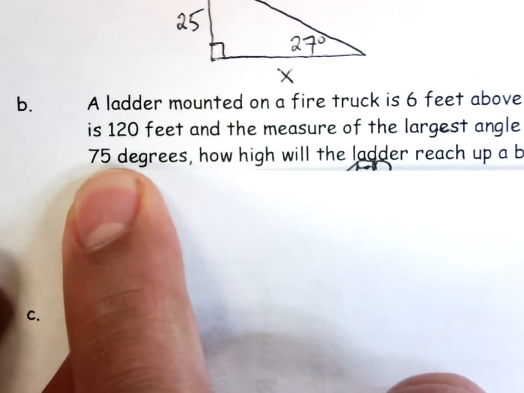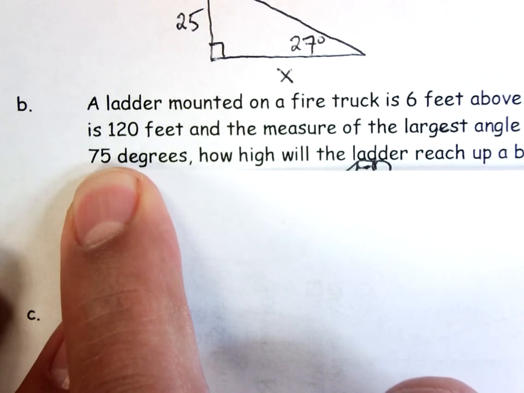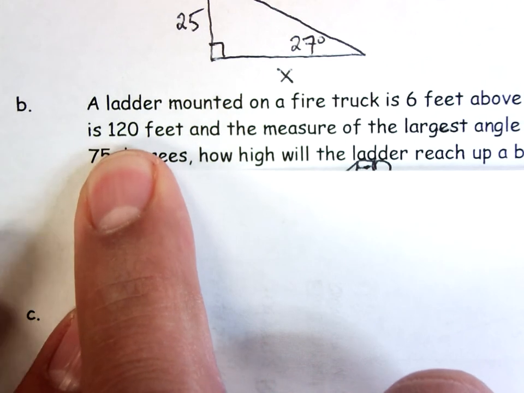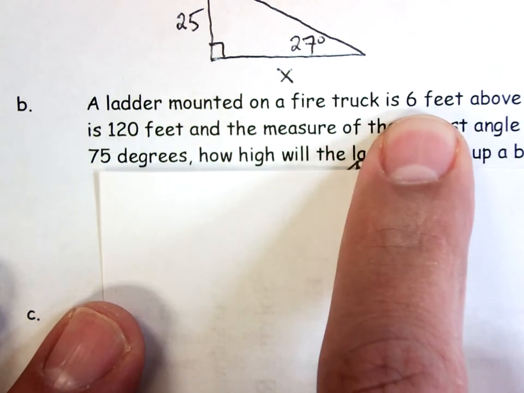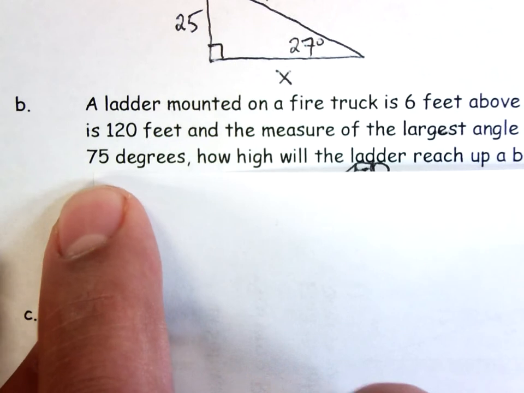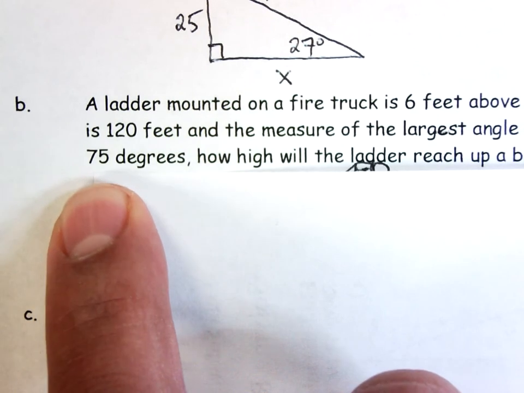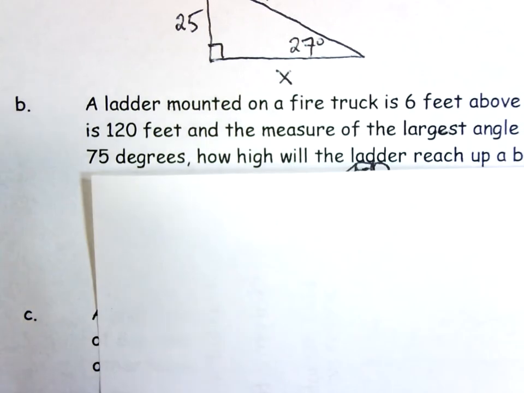and the biggest angle that it can make is 75 degrees. So the longest that we can make the ladder is 120 feet. We know it's on a fire truck 6 feet tall, and we know the angle's got to be 75 degrees, and we want to know how far up the building that ladder can reach.